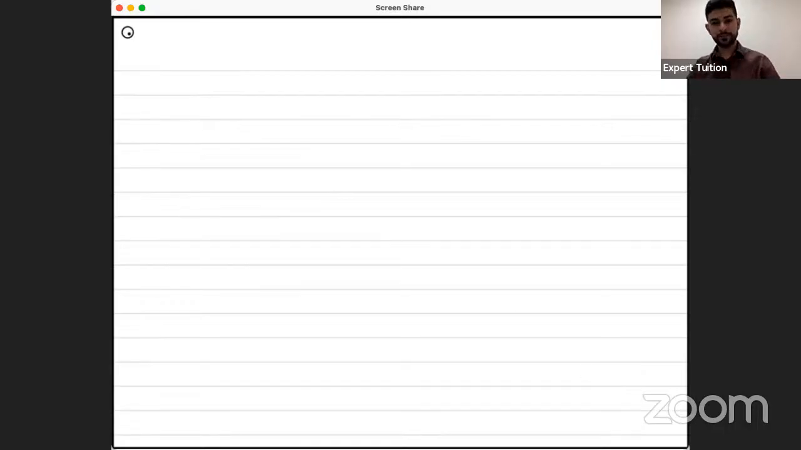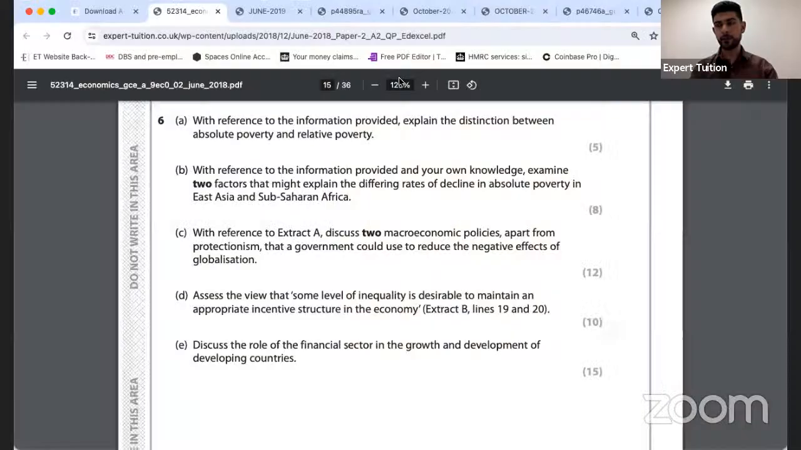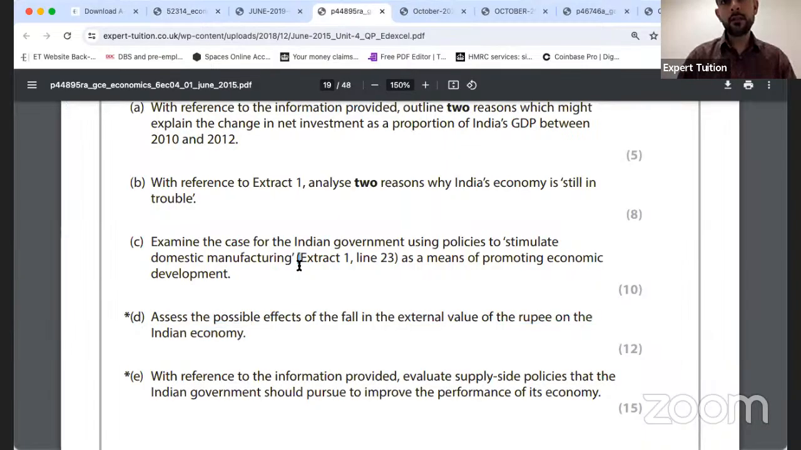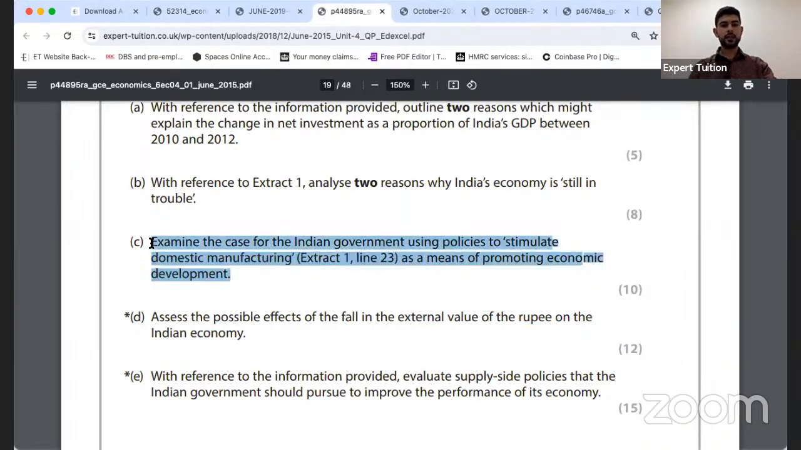Let's go. Unshare this. Back to the question about India. I don't know if I actually showed you the question about India. June 2015. I think I opened it. Oh yeah, here we are. Hello, India. Right, June 2015 says, 10 marker, examine the case for the Indian government using policies to stimulate domestic manufacturing as a means of promoting economic development.